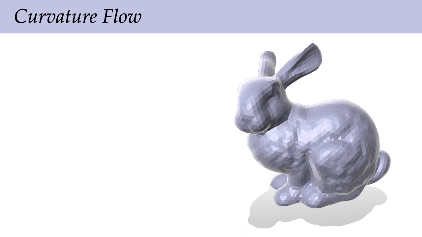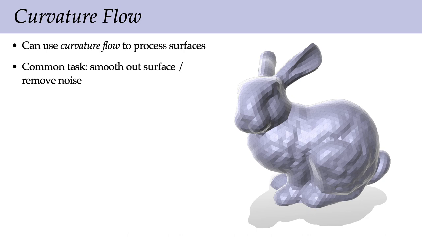So curvature flow is a tool that is used throughout differential geometry for lots of purposes, for understanding surfaces and manifolds. It shows up in physics, in relativity, and so forth. From an applied point of view, we can use curvature flow to process surfaces. So one very common task would be, I have some surface, maybe it has noise in it because it was scanned, or maybe it just has features that I don't like, and I want to smooth out the surface. Or I want to smooth it out to actually model nice-looking features for some surface that I'm building.